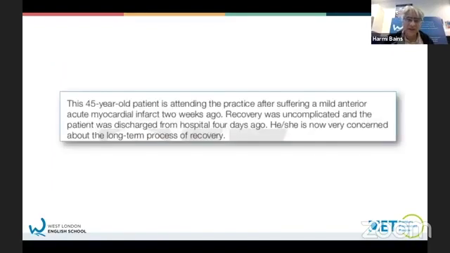So let's have a look at an example. This is from a card. It says this 45-year-old patient is attending the practice after suffering a mild anterior acute myocardial infarct 2 weeks ago. Recovery was uncomplicated and the patient was discharged from hospital 4 days ago. He or she is now very concerned about the long-term process of recovery. That's the background information.